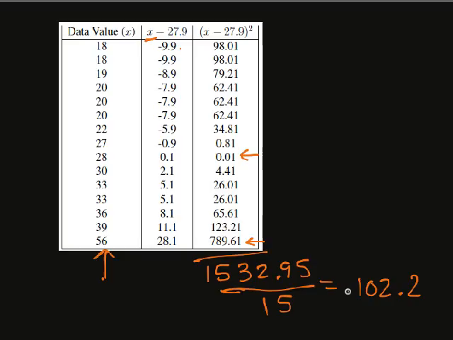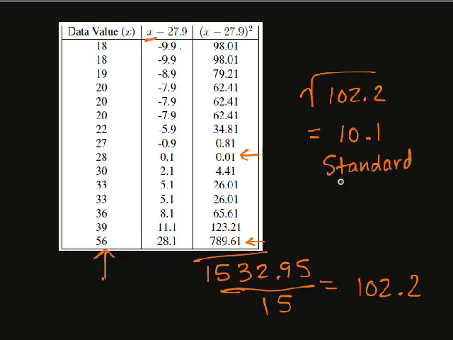So the last step is to take the square root of 102.2, and we get 10.1. So this is the standard deviation of this data. And what does that mean? Well, we're going to look at this a little bit more in chapter 16, but for now it tells us how spread out the data set is. And we can use it to compare data sets right now. Our data is spread out at about 10 years.